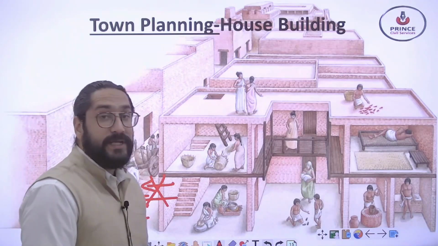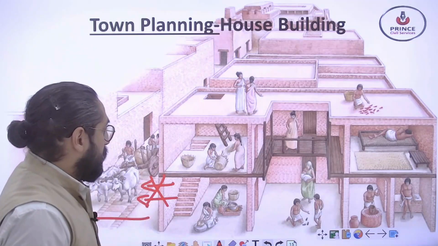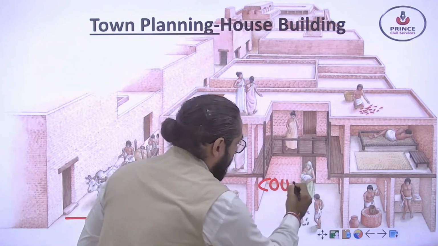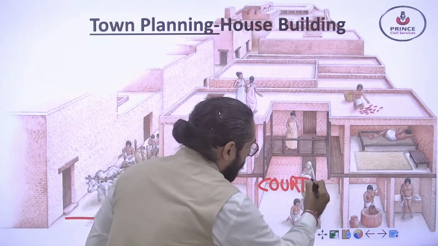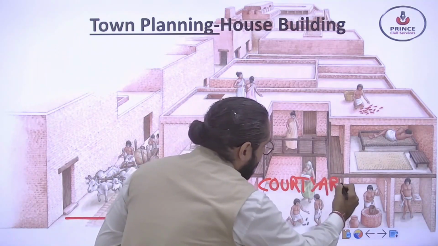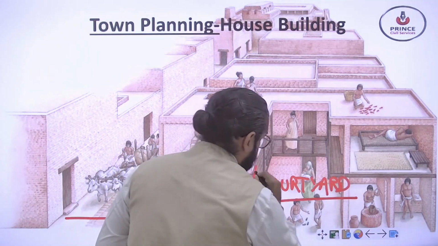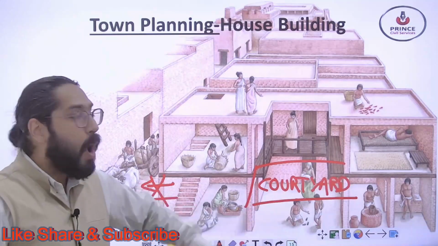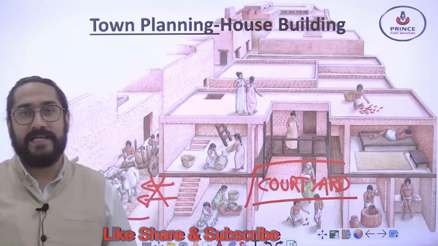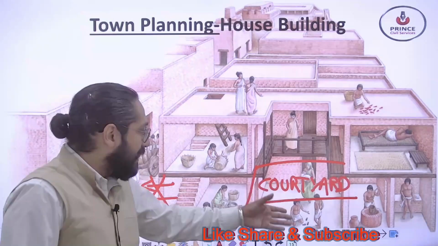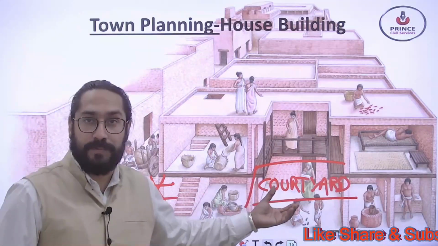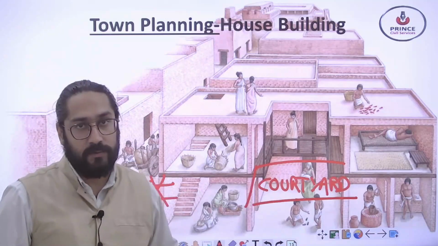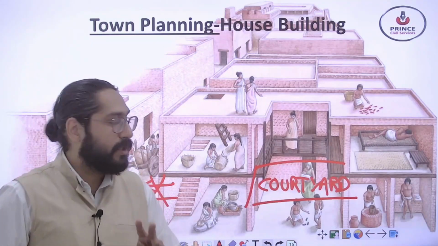The second point you need to remember is that they had a courtyard in the center of their house. In this image, you can see the courtyard where all the day-to-day activities were done, where the elders used to sit and the children used to play. So they had a courtyard in the center of every house. This is point number 2.